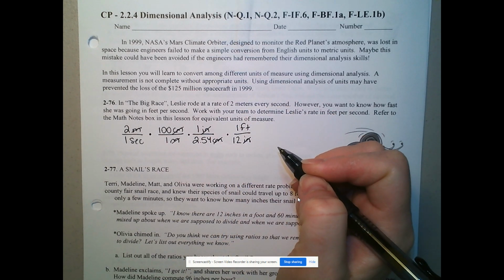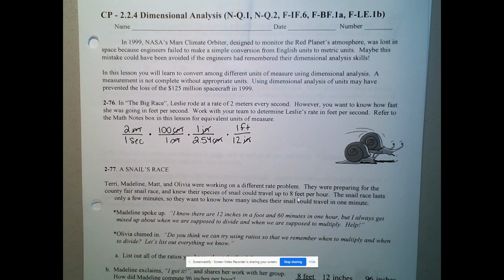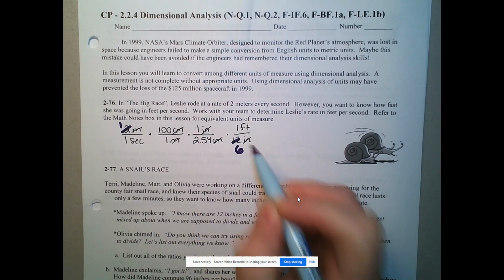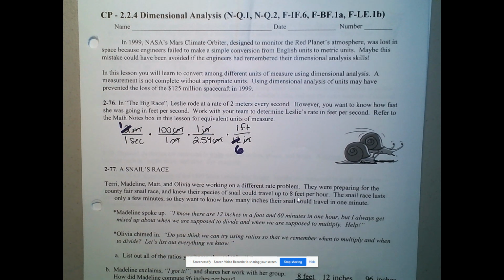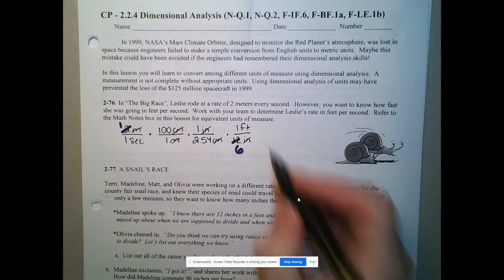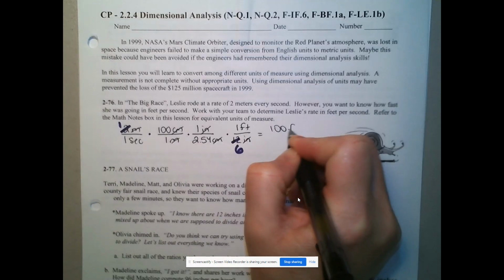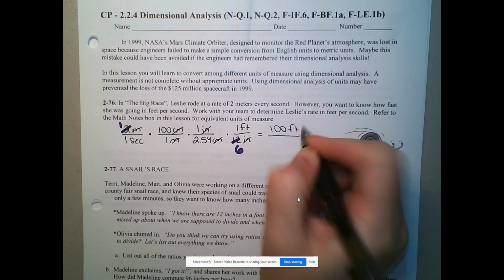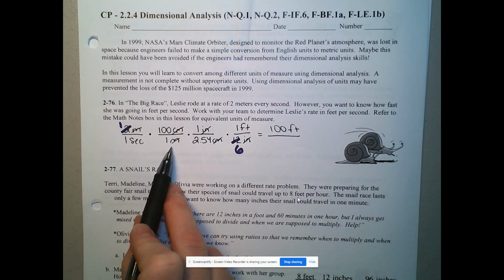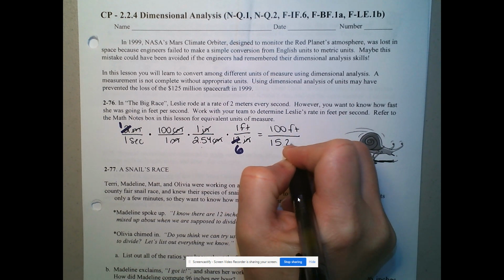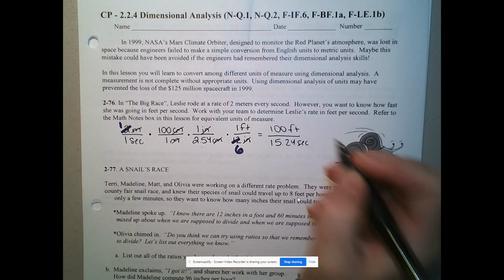Oh, before I do that, I can actually simplify one thing. I have a 2 in the numerator and a 12 in the denominator. 2 divided by 2 is 1, and 12 divided by 2 is 6. That saves me from having to simplify the final answer. So 1, 100, 1, 1. If I multiply across the top, I get 100 feet per. And if I multiply across the bottom, 1 times 2.54 times 6, I get 15.24 seconds on the bottom.